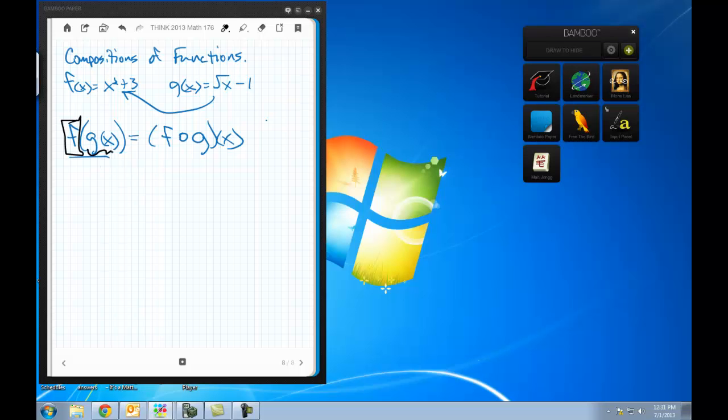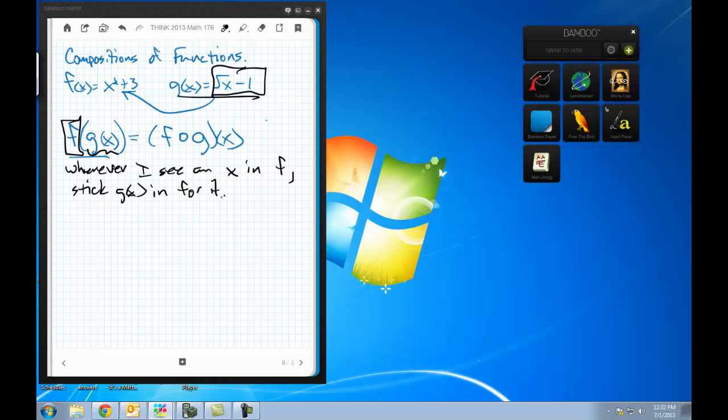Now, what's this? This is g of x. So this thing right here in words says, wherever I see an x in f, stick g of x in for it. In other words, substitute it in. So we're not going to panic. This is g of x. Its name is g, but the rule is root x minus 1.